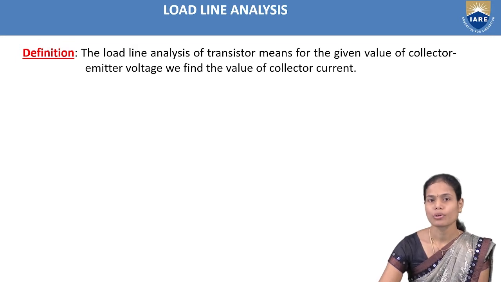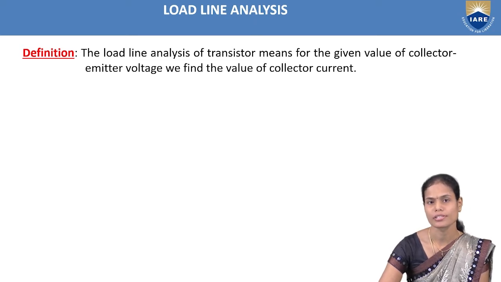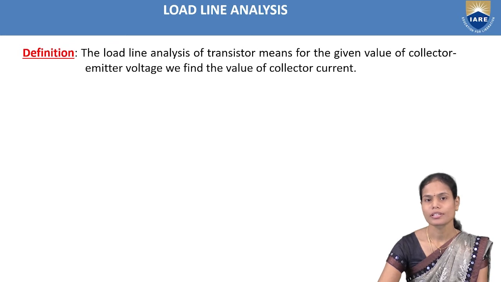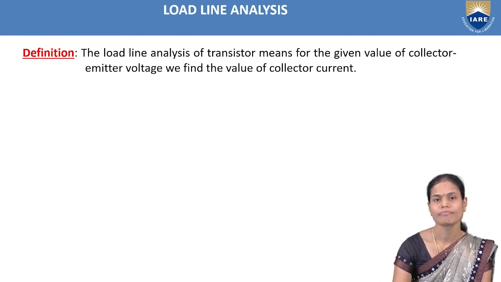This particular load line we can draw for the DC supplies as well as for the AC input signals. If we take the DC load line, we are not required any AC input signal. By using the biasing voltages itself, we can get the VCE and IC values so that we can draw the load line on the input characteristics or else on the output characteristics.